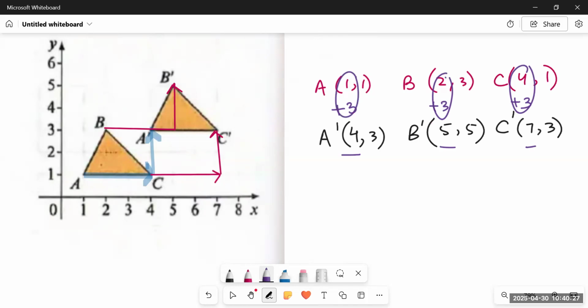Similarly, if we talk about the translation on the y-axis, it was 2 squares up. So what do we have to do for the y coordinate? We will add 2 to 1. 1 plus 2 is equal to 3. 3 plus 2 is equal to 5. 1 plus 2 is equal to 3. So the coordinates from the figure and from the workings are both the same. That is, we simply have to add 3 to all the x coordinates and add 2 to all the y coordinates of the vertices to find the coordinates of the image.